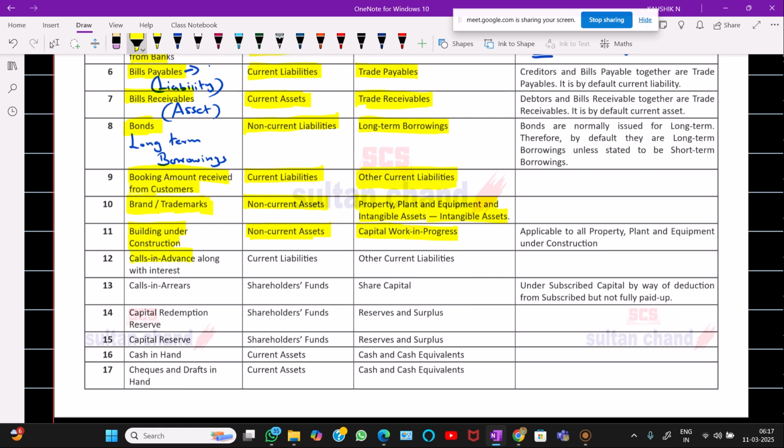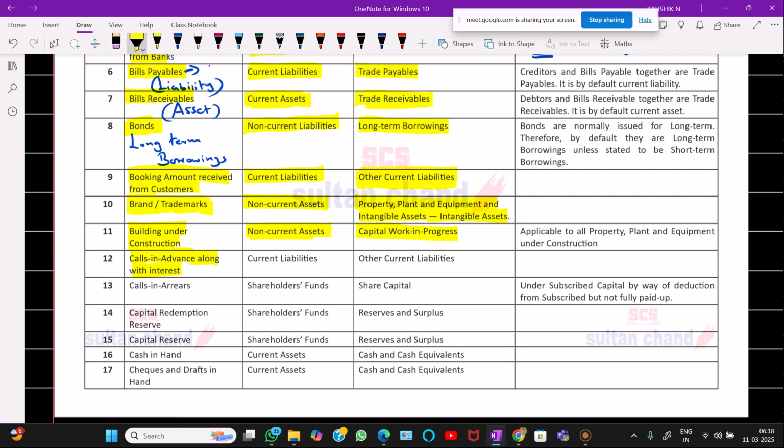Calls in advance along with interest. Now for the purpose of calls in advance, I should make you understand a complete concept of issue of shares. Shares is a concept that we will study separately as a chapter. Since we are using a term here as calls in advance along with interest, I should make you understand what a share is all about, what calls in advance is, and what calls in arrears is. Only if I make you understand all these terms and terminology, you will understand the complete picture.